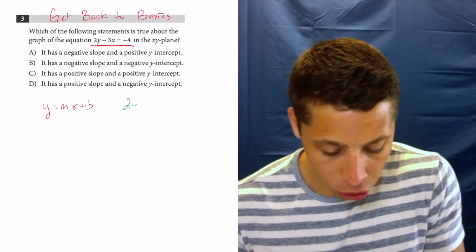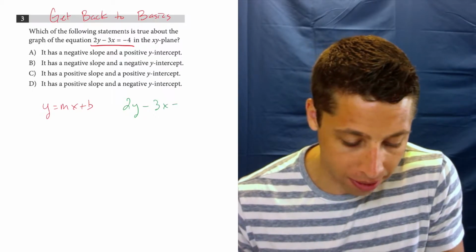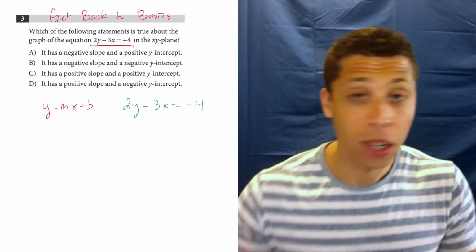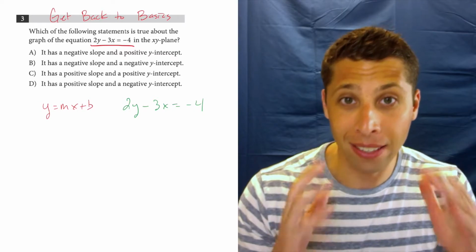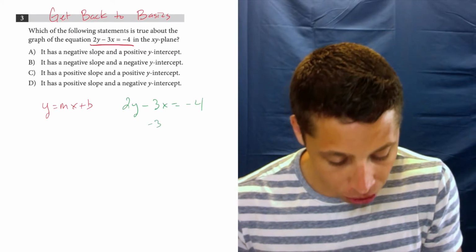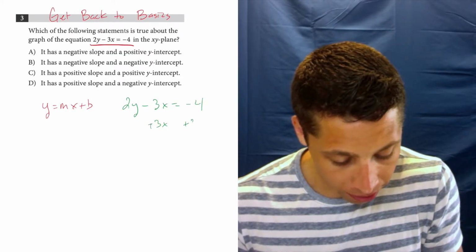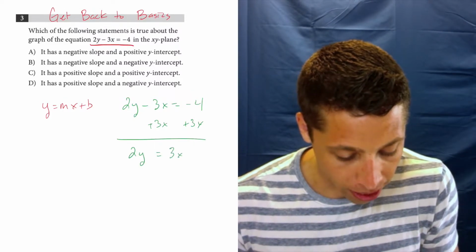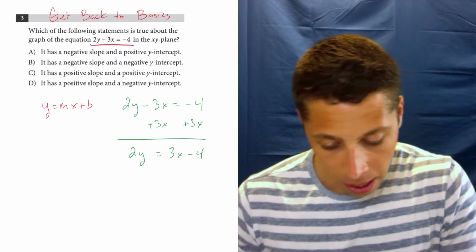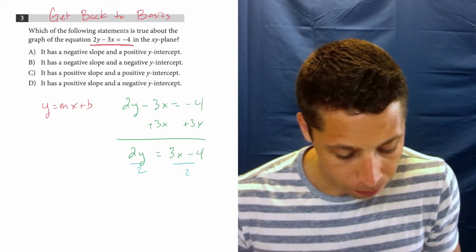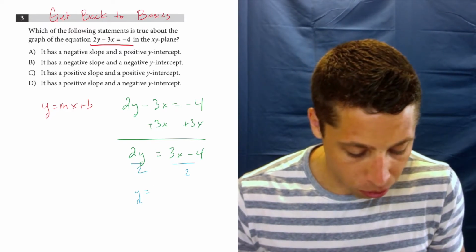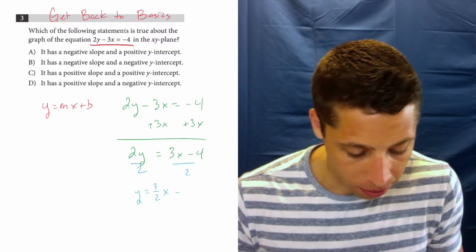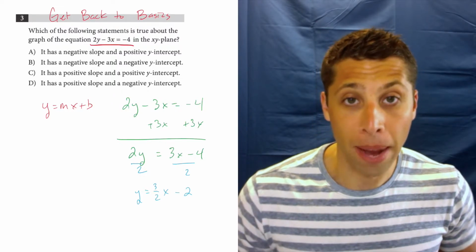Well, 2y minus 3x equals negative 4. We're going to move some stuff around. We're going to isolate y. So we start by adding 3x to both sides. So we get 2y is equal to 3x minus 4. And then we divide by 2. And we get y is equal to, and this is annoying, but it's fine, 3 halves x minus 2.